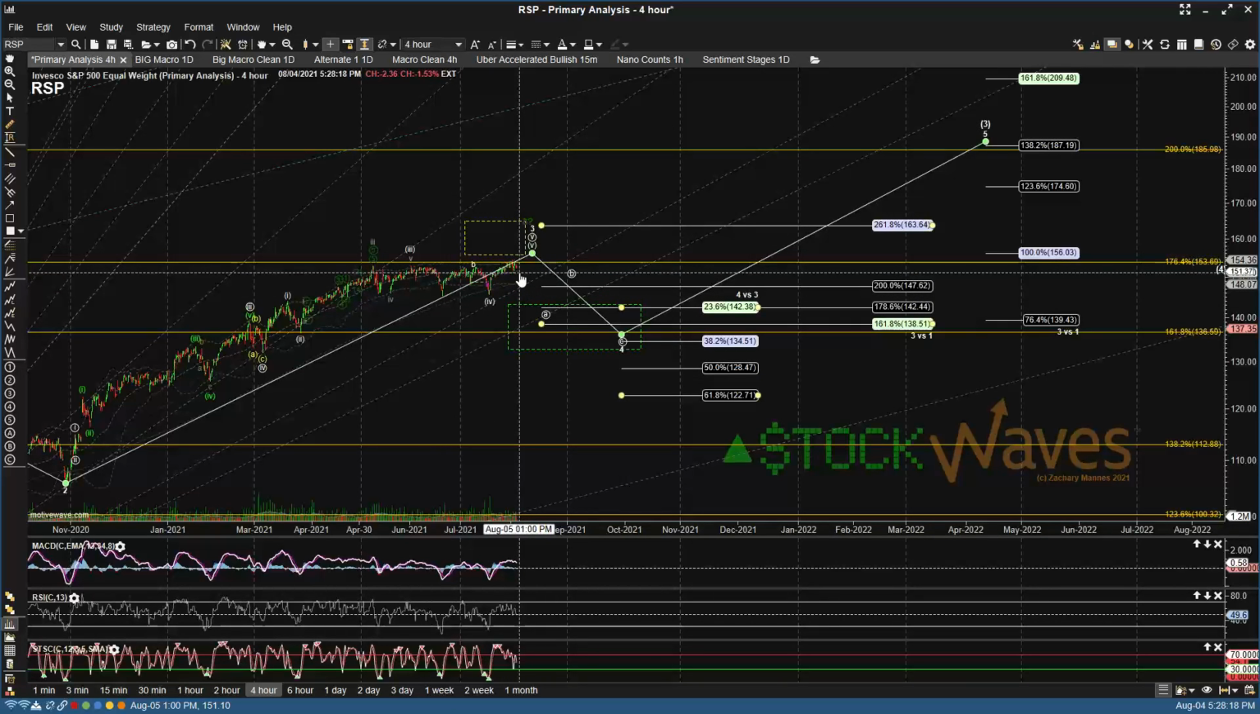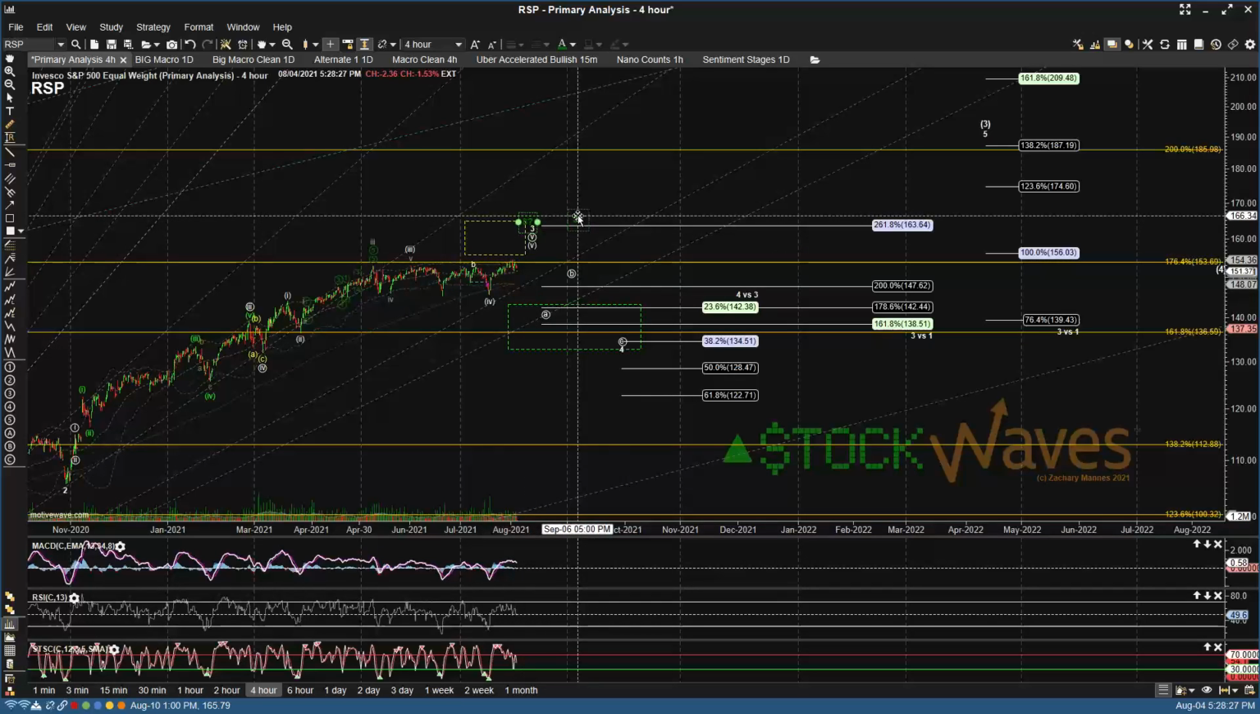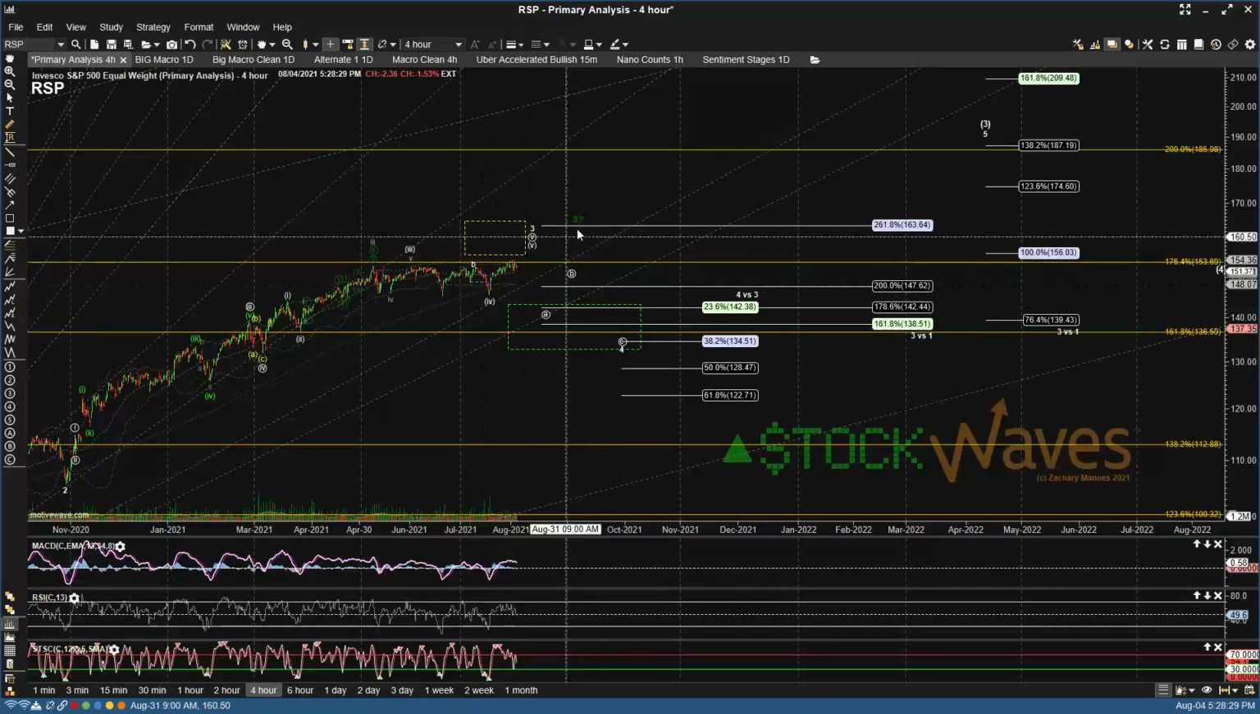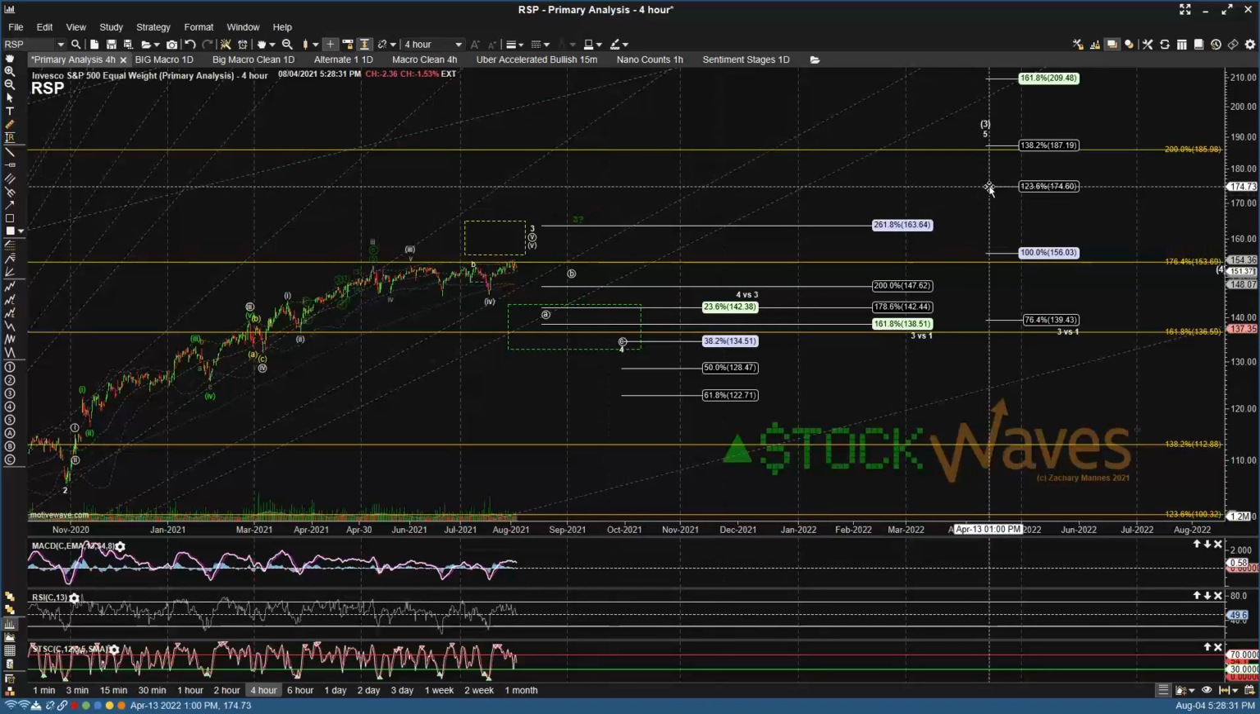Immediate support, I think, is probably 150. It is possible that this is just wave 1 of an even bigger extension, and that's what this green 3 is, although I don't think it can get all the way up to 174 from here.